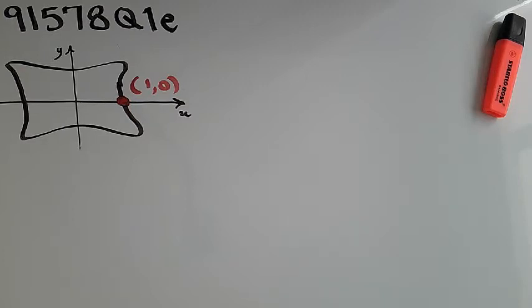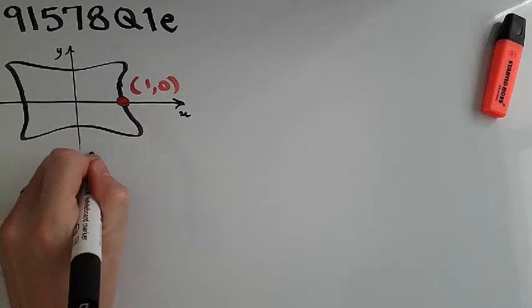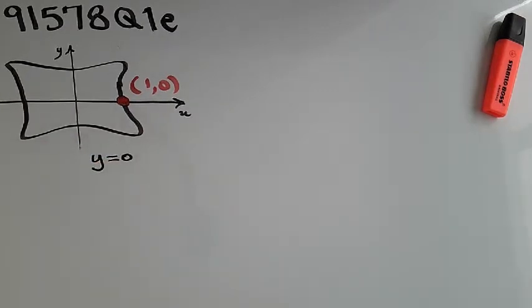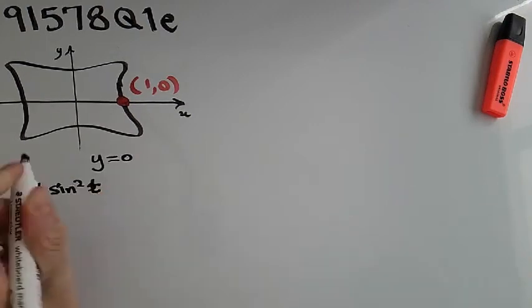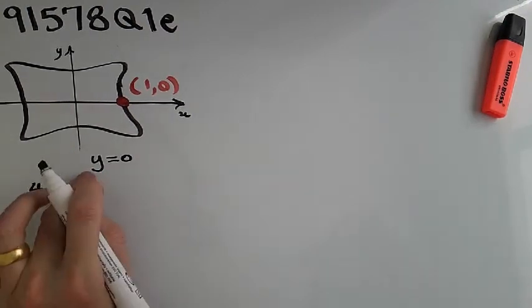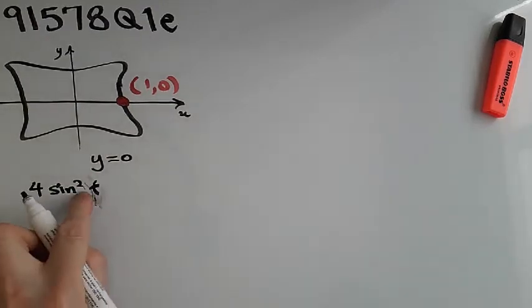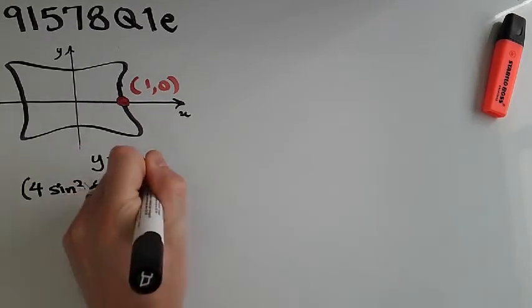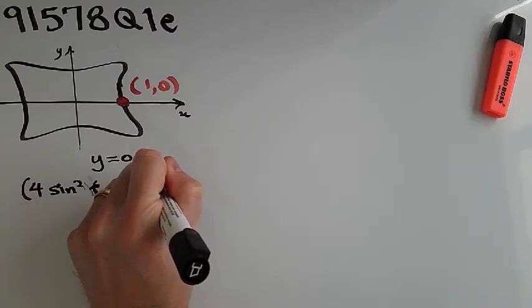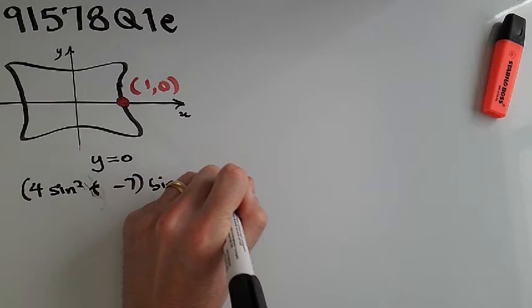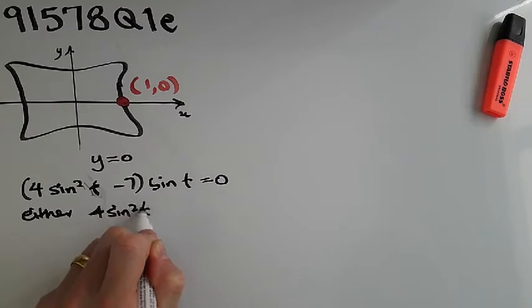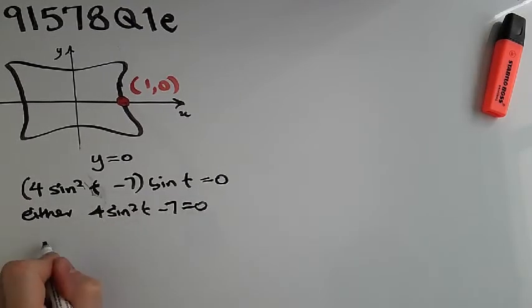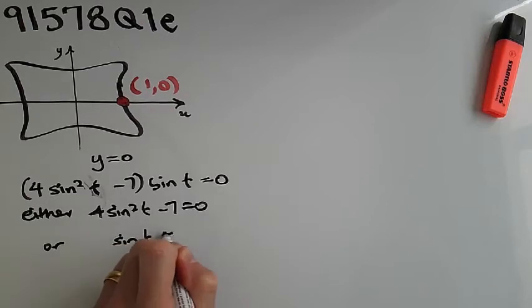I'm going to start with the y part, because solving something equal to 0, solving y equals 0, is quite often easier, especially in a factorised form like we've got here. So y is 4 sine squared t minus 7 times the sine of t, and that equals 0. So either 4 sine squared t minus 7 equals 0, or sine t equals 0.